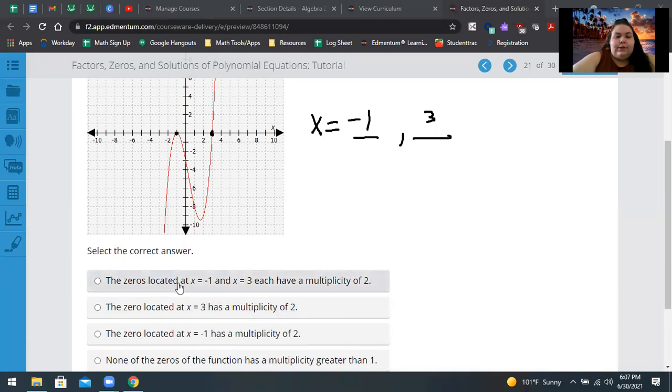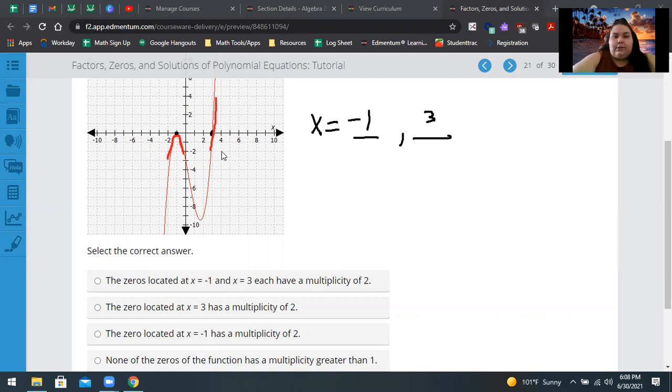I think they're talking about the multiplicity as well. So we look at this one: the zeros located at x equals -1 and x equals 3 each have a multiplicity of 2. Is that true though? So we follow the graph. Right here it touches -1 and then it bounces. Here it goes through 3. Aren't those two different options? The question is which one is going to bounce? Is it even or odd? And then this one goes through. So is the multiplicity even or odd?